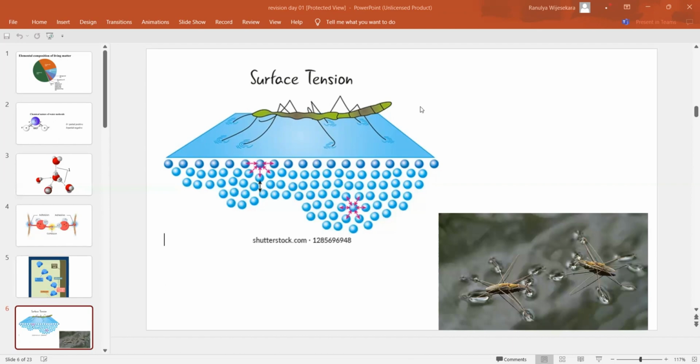Right. Under that, you can write down water skaters can walk on a surface of a pond. Highlight the word water skaters. Right. Next property, ability to moderate temperature. Right? Ability to moderate temperature.